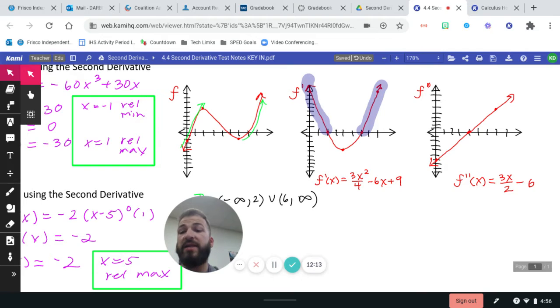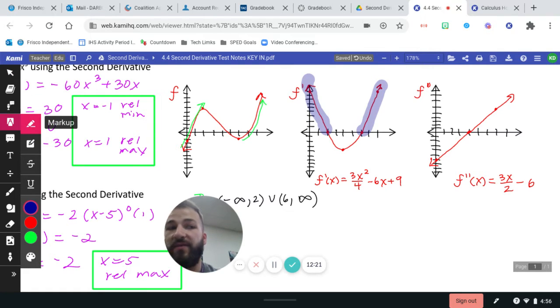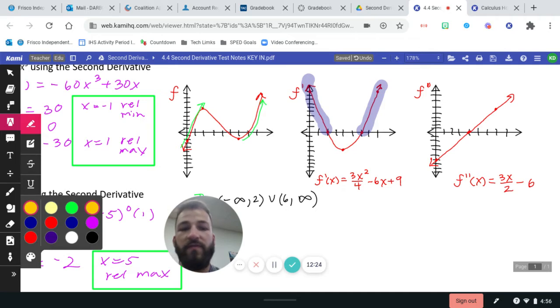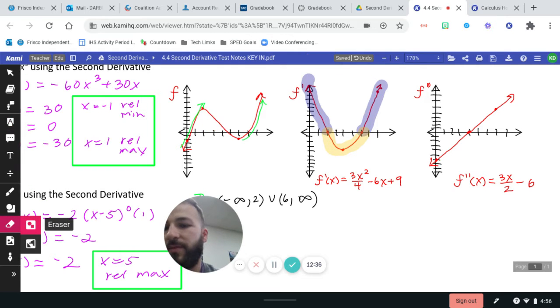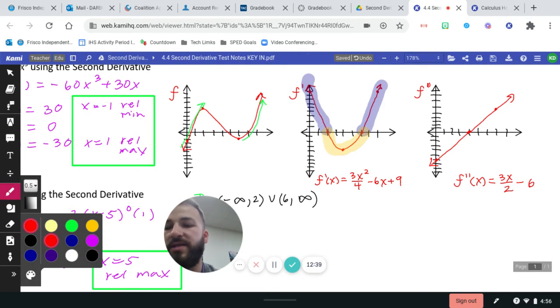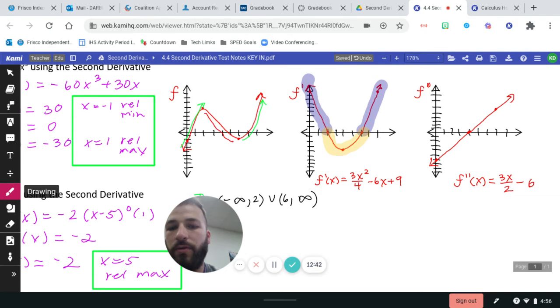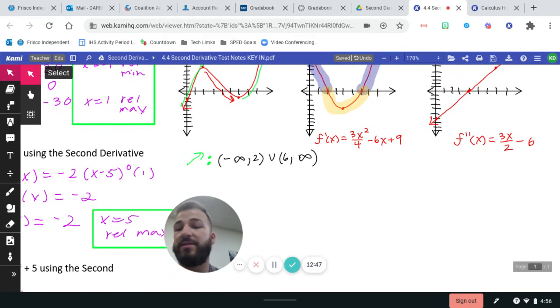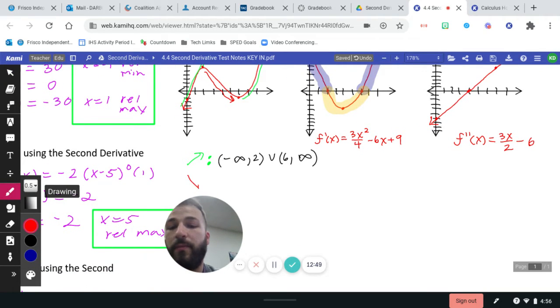Then from there, we're going to add in decreasing. So f is decreasing when f prime is negative. So f prime is negative from 2 to about 6. And we can see over on our f graph from 2 to 6, we are decreasing in value on f. Our y values are going down, so that matches up. So from 2 to 6, we are decreasing.